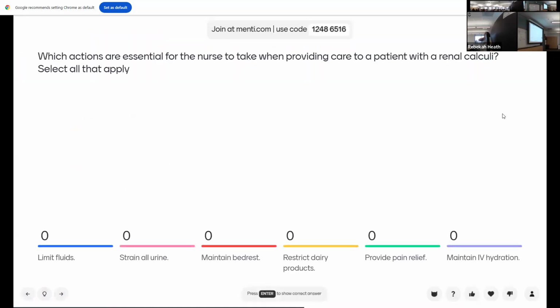Okay, question for you. If you're taking care of a patient with renal calculi, renal stone, what are essential when you're taking care of these patients? So select all that apply. What do we want to do with these guys? And we're going to say it's a significant calculi. It's a pretty big one.